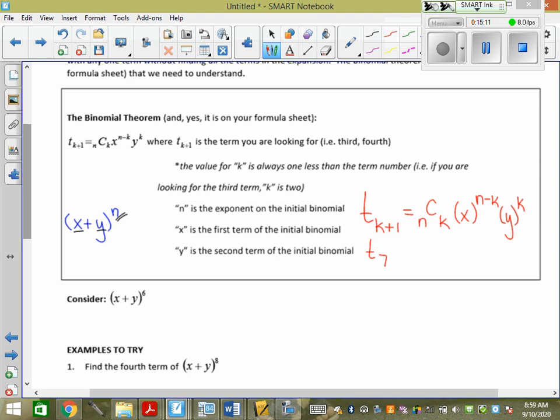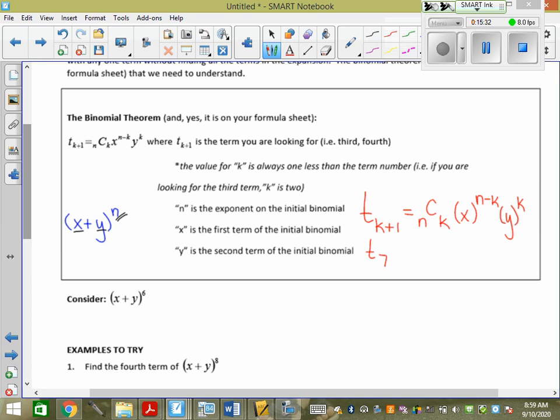And how do we get the k? Well, they tell us what term it is. If they say term 7, we know k is 6, right? If they told me term 20, k would be 19, because the formula says it's t sub k plus 1. So I'm looking for term 20, k has to be 19, and 19 plus 1 is 20, right? So it's actually all given to you.